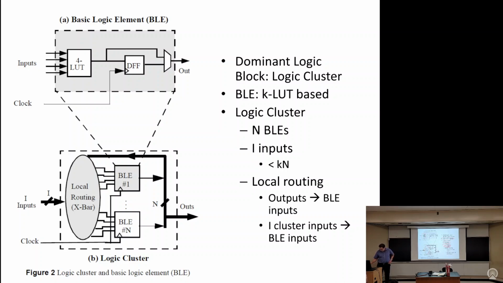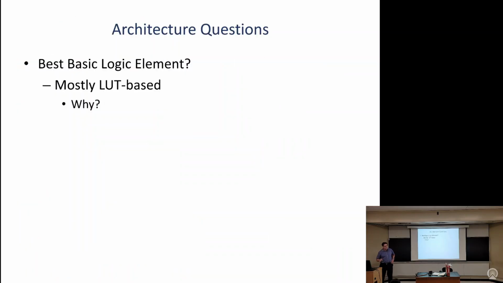Okay, so the local routing does 2 things. It connects our outputs, the BLE outputs, back to BLE inputs. So you don't have to leave the logic cluster if you need to be just reused within it. Those connections are made with basically muxes in the crossbars, so they're actually very fast. And we also can connect these I cluster inputs very flexibly to these BLE inputs, and there are k times n of those. Okay, so hopefully that was clear. Stop me if there's any questions.